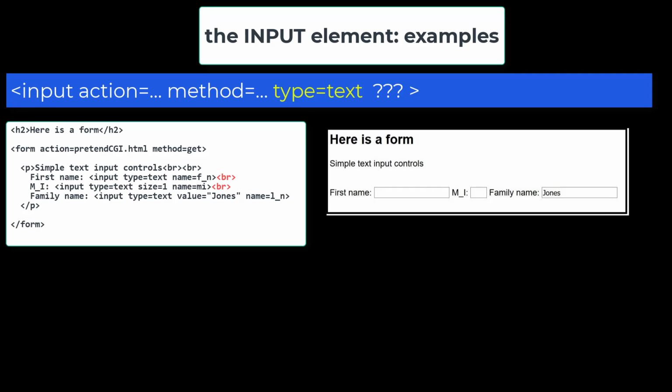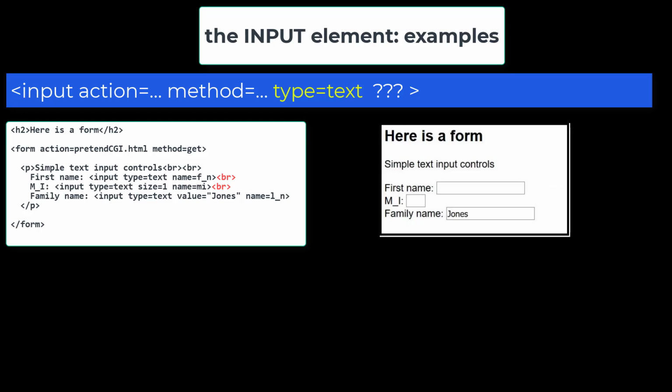Suppose we try this, which is the same code we had before, but we add two BR elements after the first name and the middle initial, and then we get this.